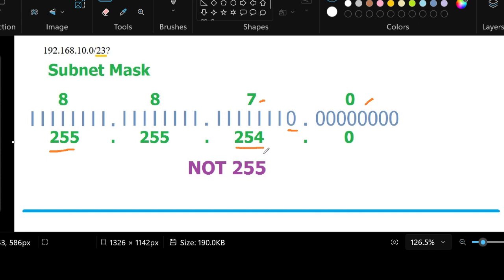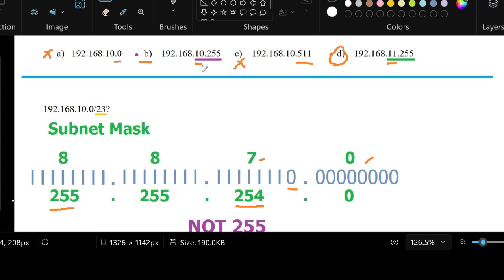I think this is the part where, if this were 255, then the answer that I chose, where this one is 10, should be okay. But because of the subnet mask, the third set of numbers is 254 and not 255. Therefore, there is a difference in the third set of numbers. And therefore, also what we get would be 11 and not 10.